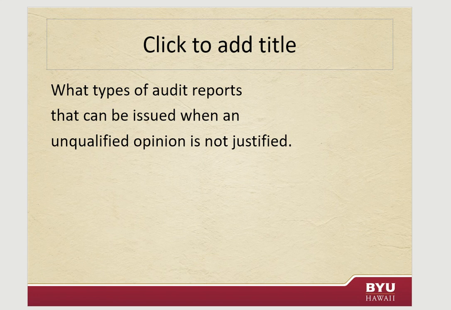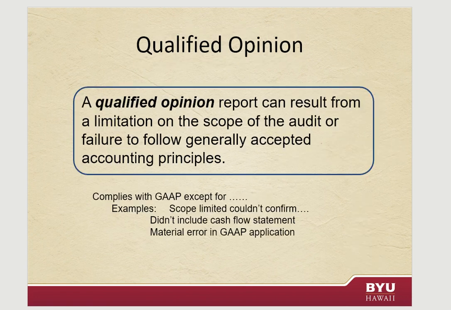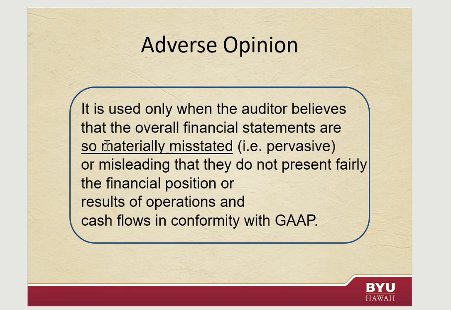What types of audit reports can be issued when an unqualified opinion is not justified? We say unqualified or unqualified with an explanatory paragraph, but if you don't believe that's adequate, there could be a scope limitation, a GAAP departure, or the auditor's not independent. A qualified opinion can result from a limitation of scope or failure to follow generally accepted accounting principles. If you couldn't confirm a specific thing, or the client has misstatements greater than your materiality and refuses to adjust them, then you would give a qualified opinion. Pervasive means so materially misstated that it would be misleading, that they do not present fairly the financial position. This is our bad opinion because they have pervasive misstatements.